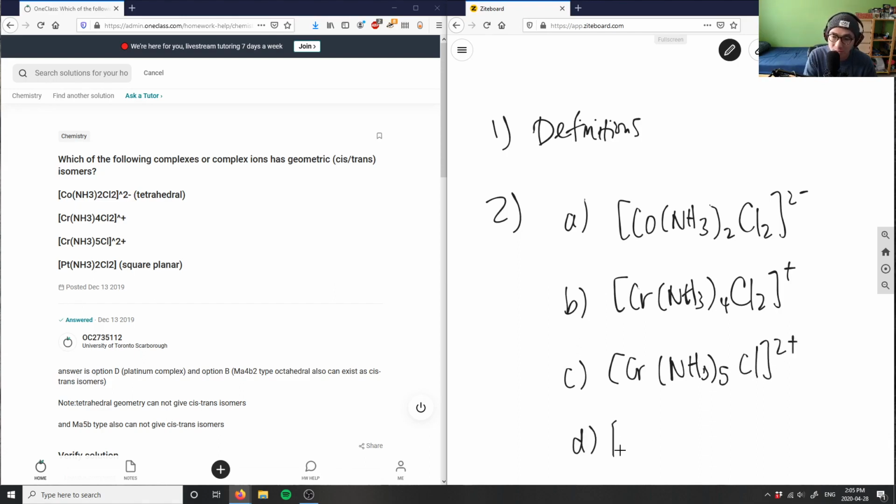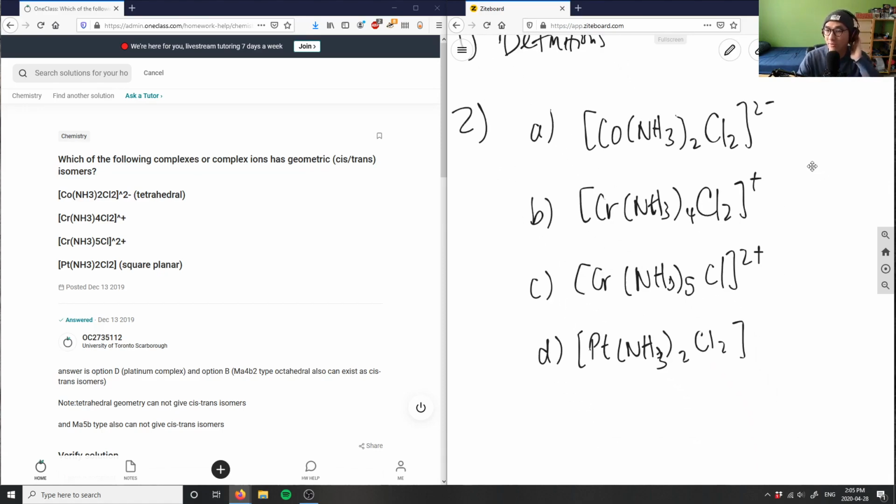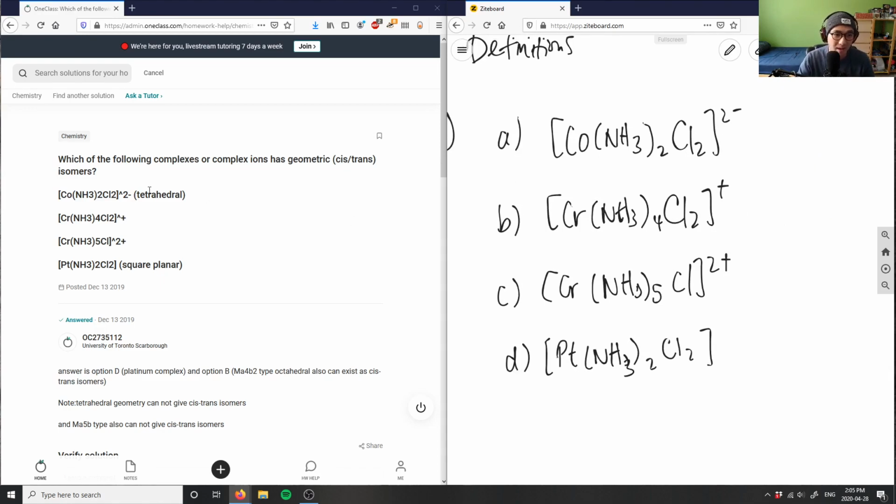And D is Pt, NH3 2, Cl2, and you make a square planar. So the first one, A, is a tetrahedral one. If you have cobalt bonded to 2 ammonia ligands and 2 chlorines with a charge of 2 minus, it's tetrahedral. So this one would not have an isomer here. This is a tetrahedral one, so it will not have one.